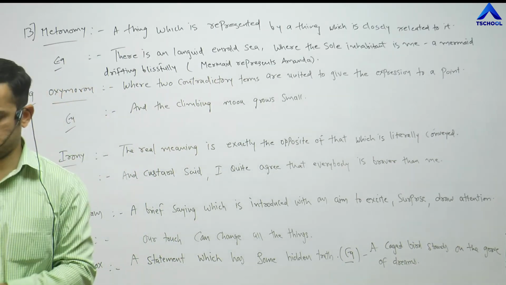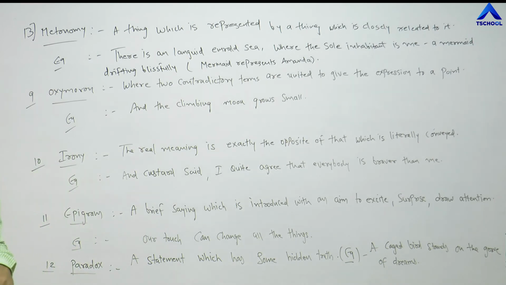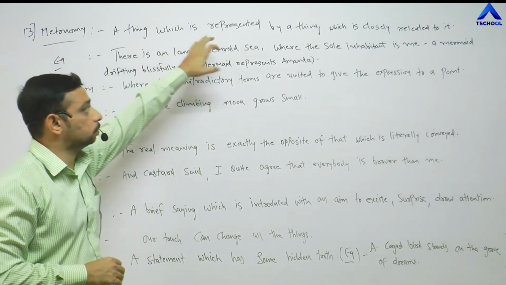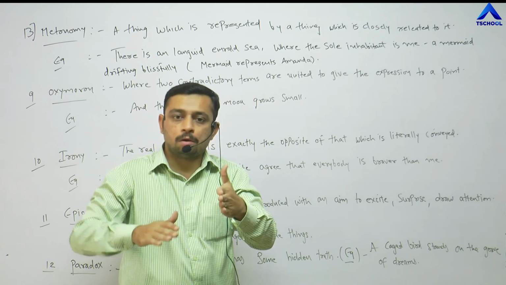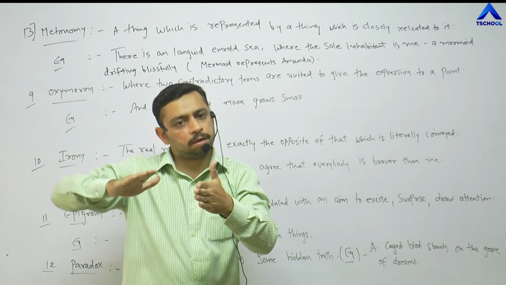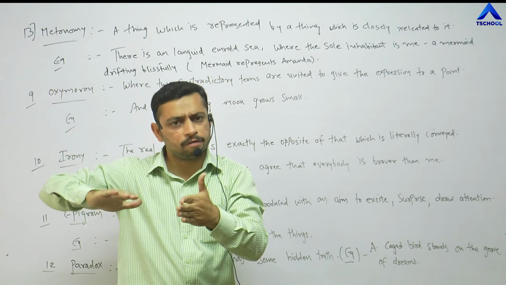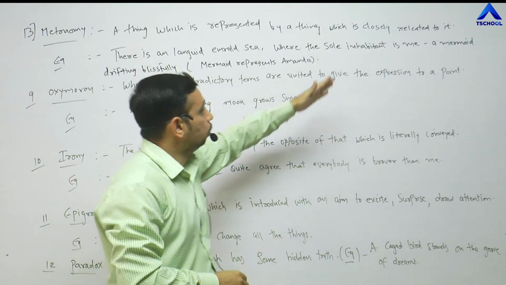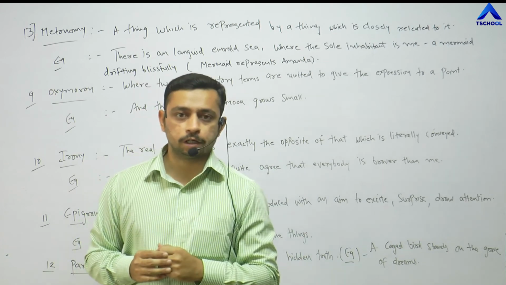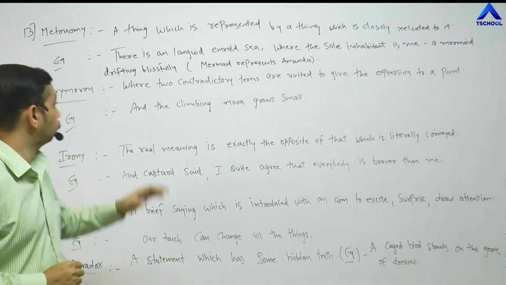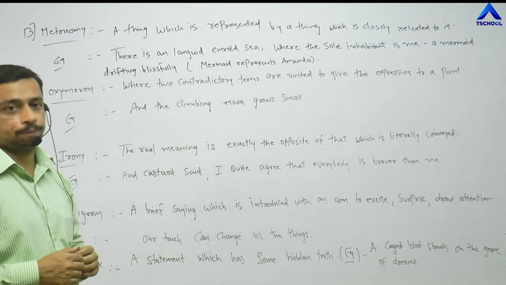Next figure of speech, that is number 13. Right? Metonymy. What does metonymy say? Metonymy means a thing which is represented by a thing. That means a particular thing or an object that is represented by, or compared with, some other object which is closely related to it. That figure of speech is known as metonymy.